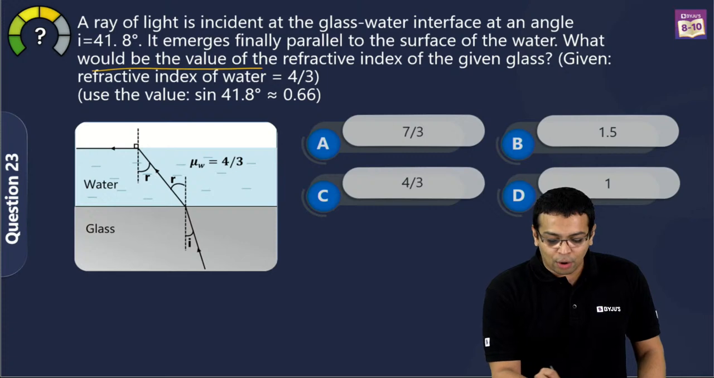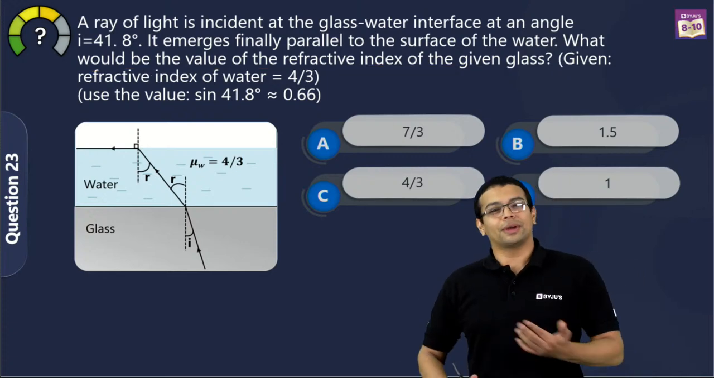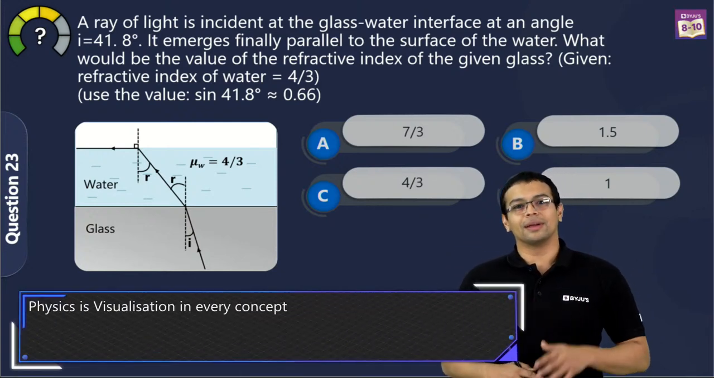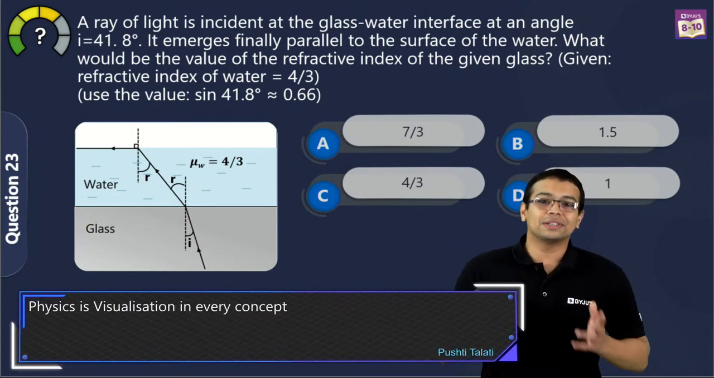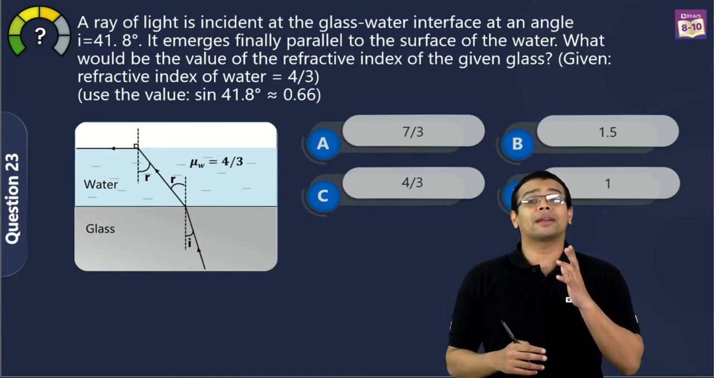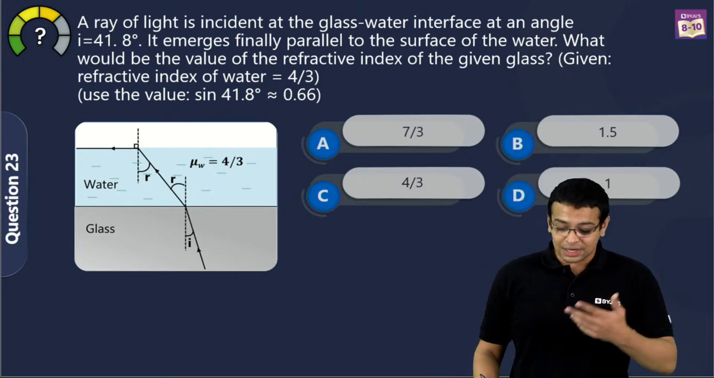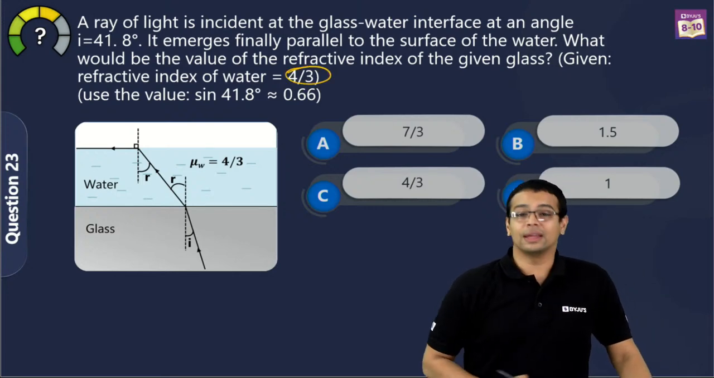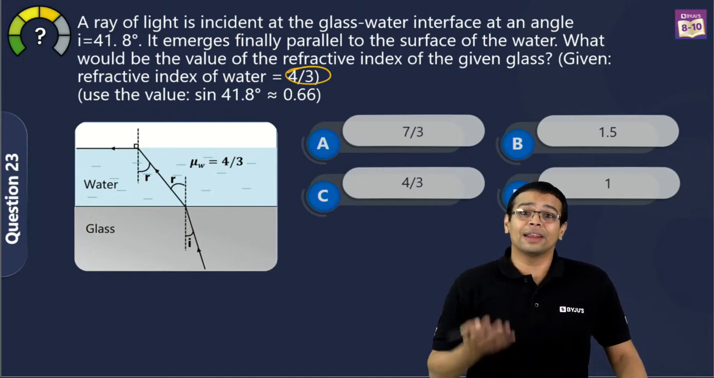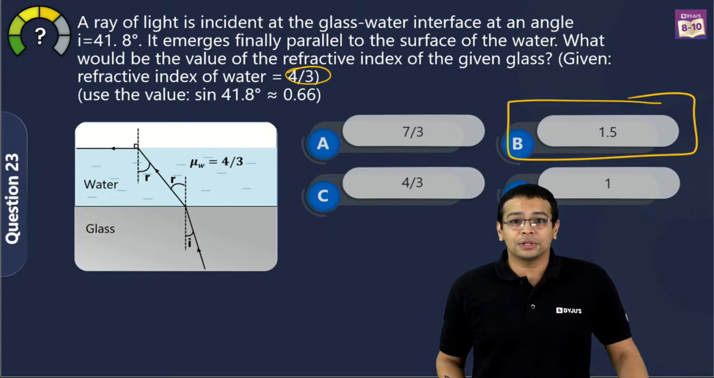What would be the value of the refractive index of the given glass? Okay, first up, look at the options. What are the options saying? 7 by 3, 1.5, 4 by 3, 1. You kind of know that in most of the questions about refraction and glass slab and all that stuff, air has an approximate relative refractive index of 1 or 1.003, whatever you want to think. Water usually has a refractive index of 4 over 3 or 1.33 and so on, right? Glass usually has a refractive index of 1.5. So you might be tempted to just say 1.5 just by reading the options.